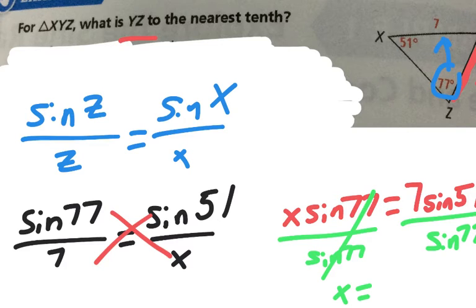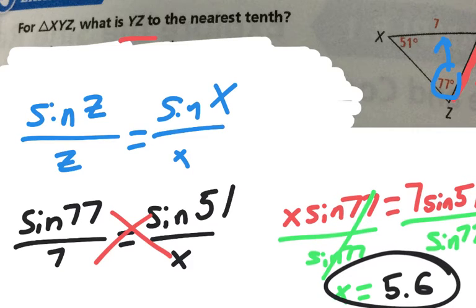Okay, I've just double checked mine. And I get x is equal to 5.58, which if I'm rounding to the nearest tenth, that's going to round up to be 5.6. So my missing side here would be 5.6.